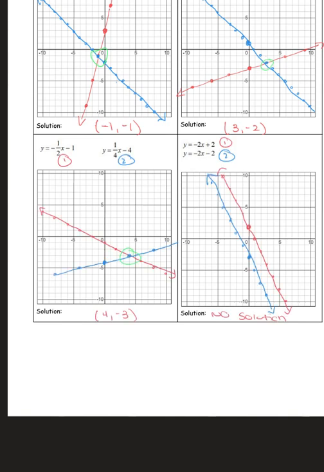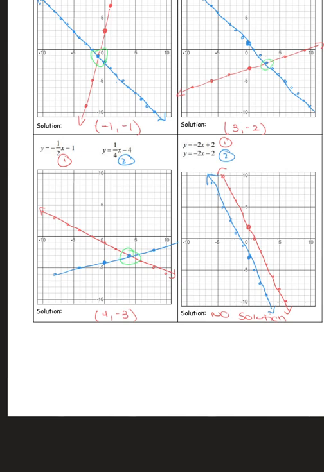All right, so now taking a look at the last two graphs, we can see that similar to the other examples we did have one solution. Our equations intersected at the point 4, negative 3. But if we take a look at the last one, there is no point of intersection. We can see here that we have two parallel lines, and we know that parallel lines never intersect. Therefore, the system of equations has no solution.